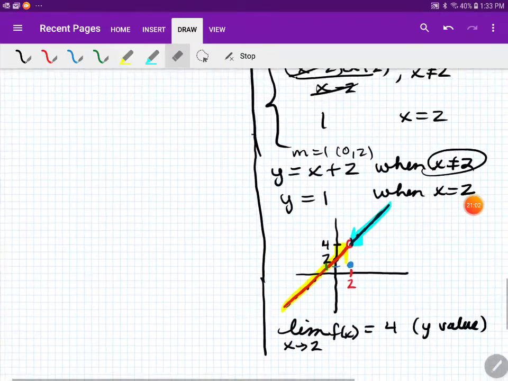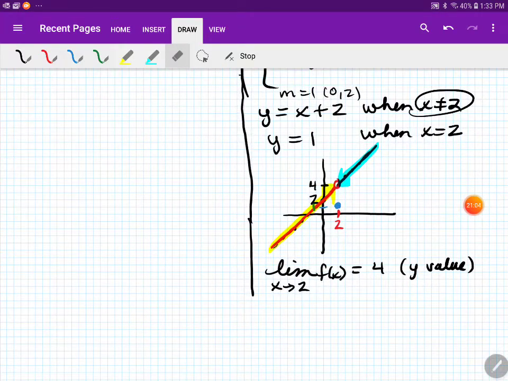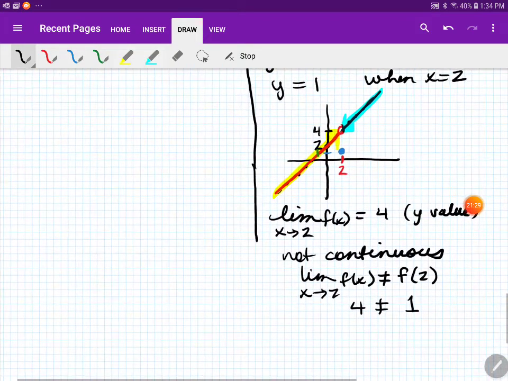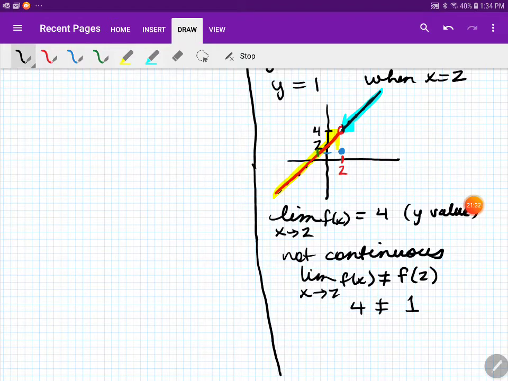So the limit is there, it's 4, so it does exist. Is it continuous? I would say it's not continuous, because I had to lift my pencil. There's an official reason, though. The limit as x approaches 2 of f of x does not equal the f value at 2. The f value at 2 is 1, and the limit is 4. So that's just visually from the picture. So it's not continuous. So 2 is false. 1 is true.